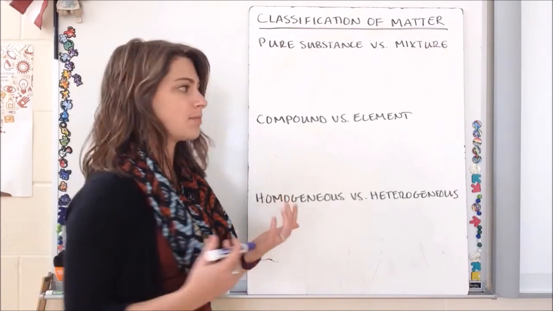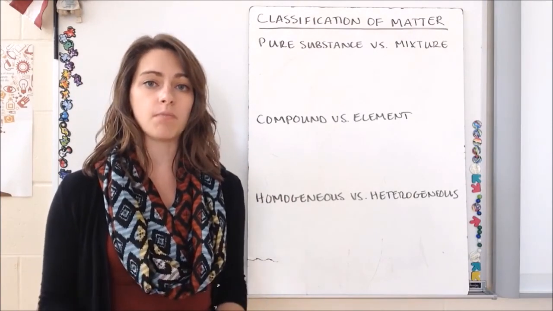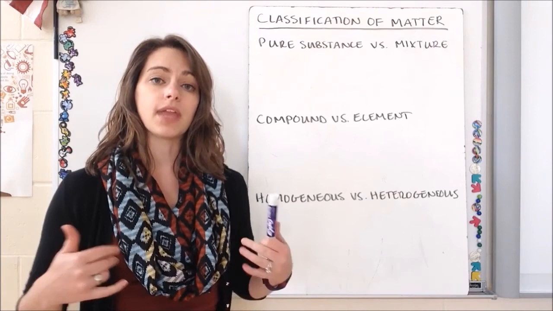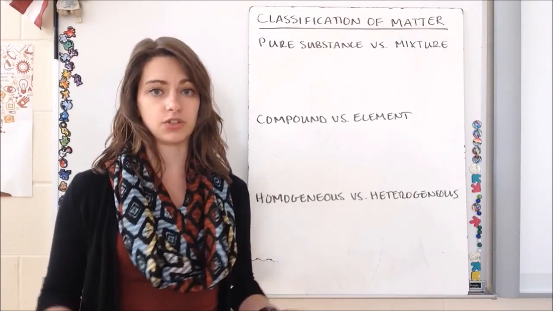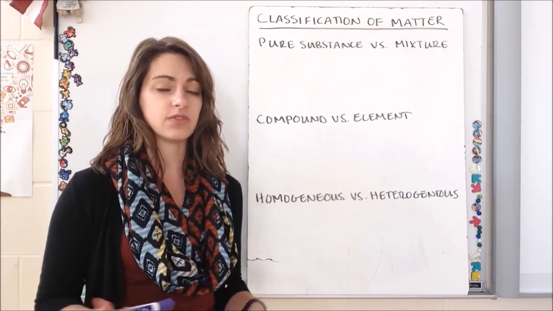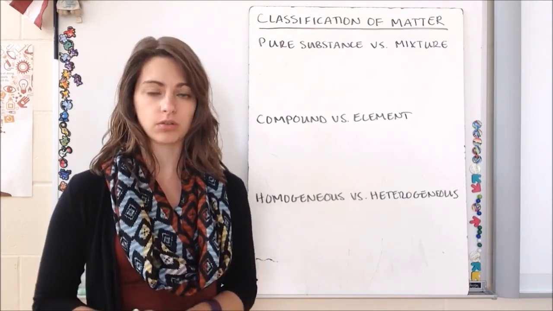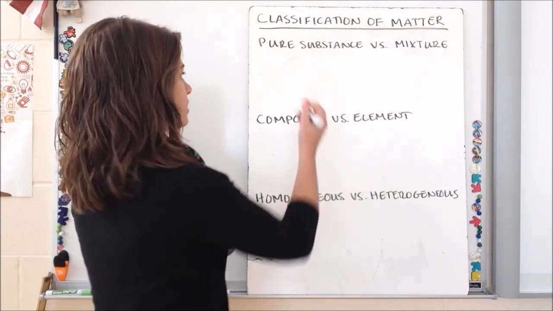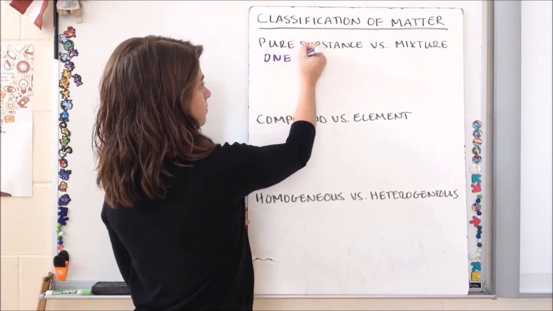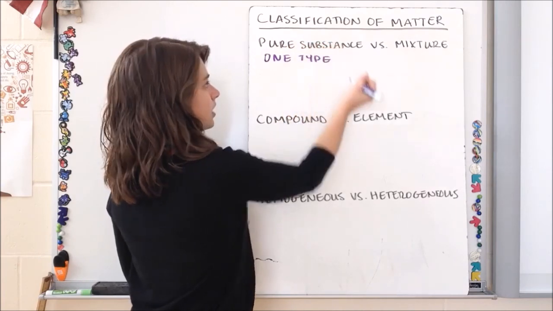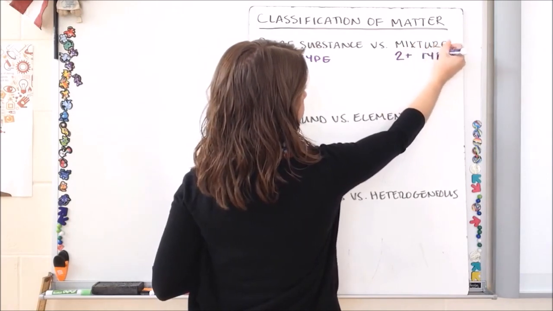An example of a pure substance would be water. Water is only made up of water particles. A good example of a mixture would be something like salad dressing. Salad dressing has vinegar, oil, water, spices, all different types of particles in it. So a pure substance has only one type of particle. A mixture has two or more types.